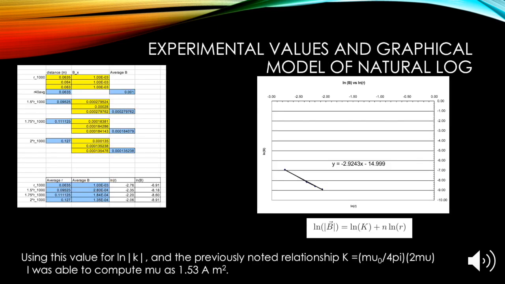Here we have the experimental values collected and the graphical model of the natural log equation. As you can see, we have the natural log of magnetic field graphed against the natural log of distance. This gives us a linear model as well as the linear equation y is equal to the distance dependence times x plus the natural log of k. Using this value for the natural log of k and the previously known relationship that k is equal to mu naught over 4 pi multiplied by 2 mu, I was able to compute mu as 1.53 ampere meter squared.